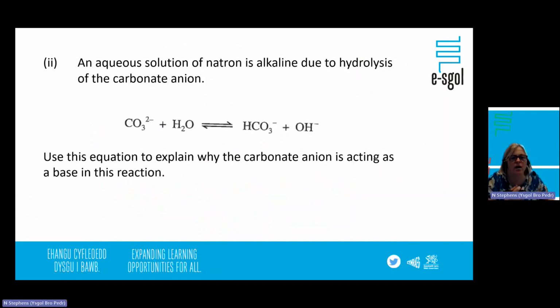Use the equation to explain why the carbonate anion is acting as a base. Well, this is just quick checking with you that you're confident that you know the definition of an acid and a base. So acid is a proton donor, base is a proton acceptor, of course. Well, you can see there that the carbonate here has accepted a proton to become hydrogen carbonate there, so it is acting as a base, having accepted that.